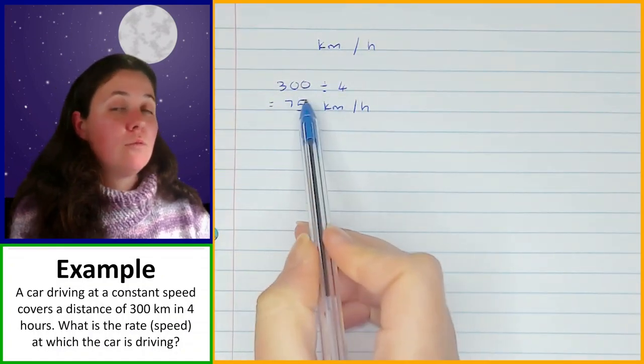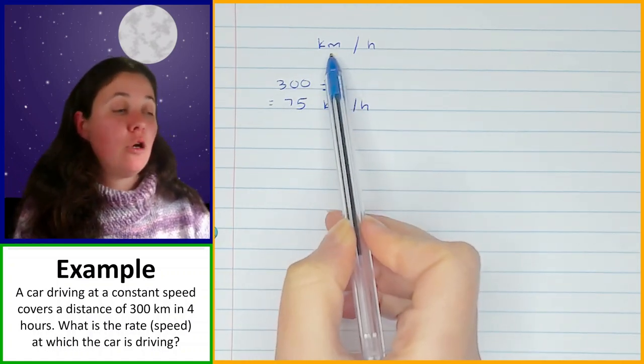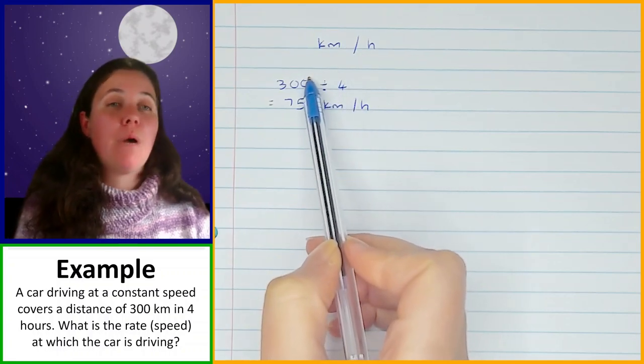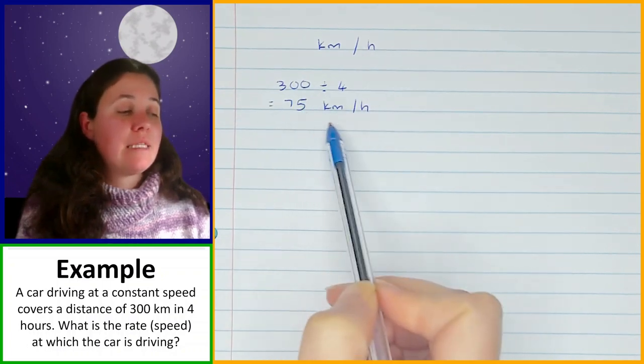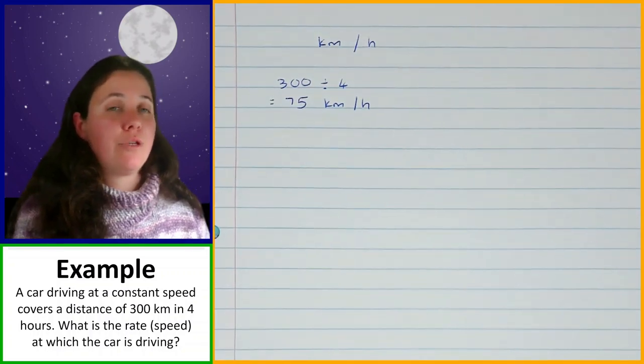We take whatever the first thing is that we are going to say in our rate, in this case it's kilometers, we divide it by the other quantity, which in this case is hours, and then we simplify that and we write it as kilometers per hour, or whatever it is for the rate that we're working with.